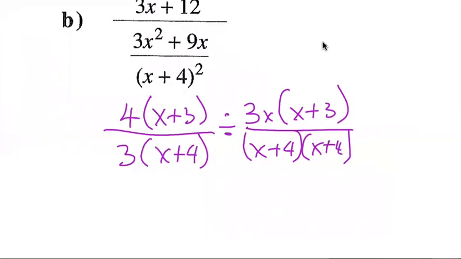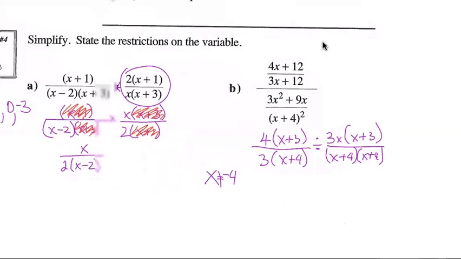Now I have to determine my non-permissibles. Look, x plus 4, x plus 4, x plus 4. So x cannot equal -4. So there's my non-permissibles right now. Did I find my non-permissibles once I flipped over here?